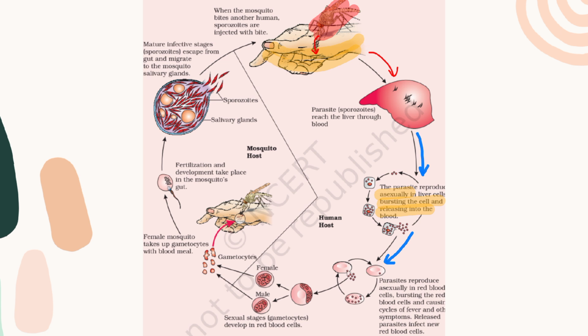When these red blood cells rupture or burst open, a chemical called hemozoin is released, which is responsible for the symptoms of malaria. This question was asked twice or thrice, I am not sure, but it was asked multiple times. The chemical called hemozoin is responsible for malarial symptoms, which is due to the rupture of red blood cells.